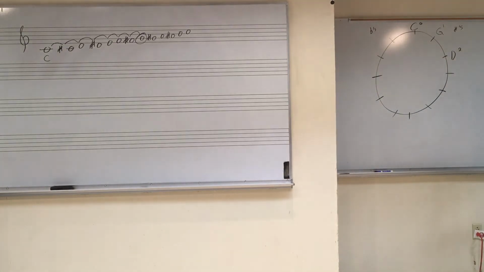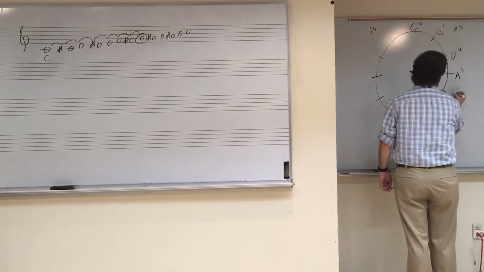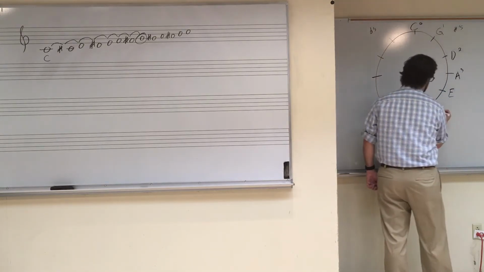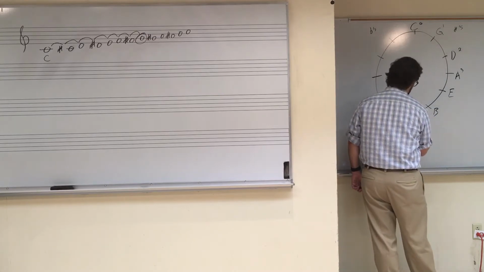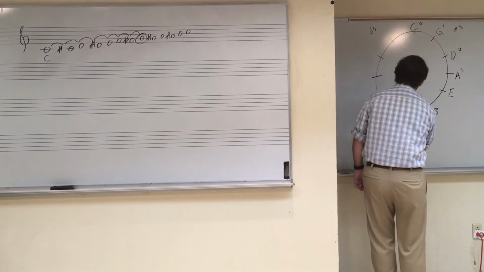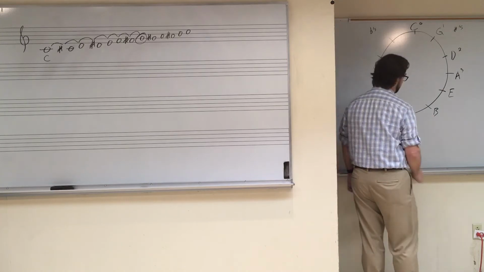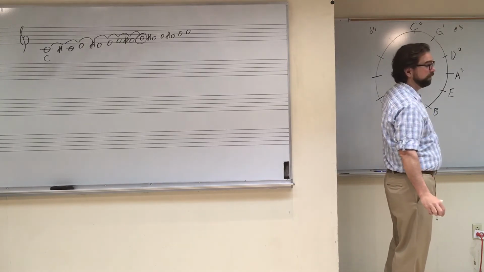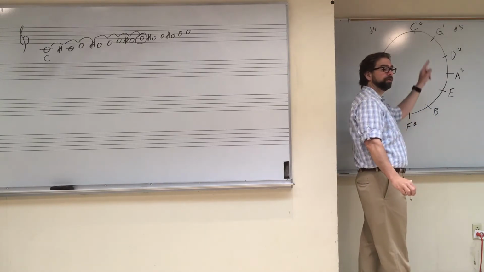Alright, so now we go a perfect fifth above D. We get A. We check to make sure there are 7 half steps. There are. So my 3 here. And then we go up another fifth. B, F sharp, and C sharp. So now, not counting C, I have 7 sharp key signatures.